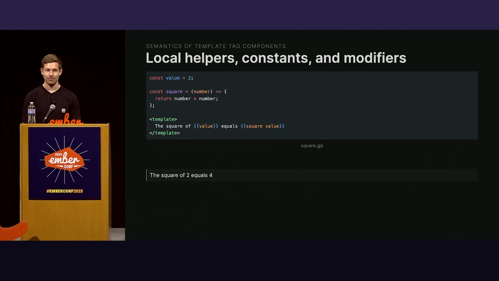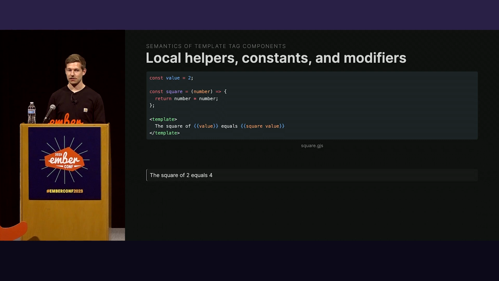A second new thing with template tag components is that you can also declare constants, helpers, and modifiers locally. In this case, it's just a very simple component that will render the square of 2 equals 4. And you see the constant of 2 has been declared locally within the component, as well as a helper function. Ever since Ember 4.5, we can actually use regular functions as helpers. So you can just write it this way, and it'll work.